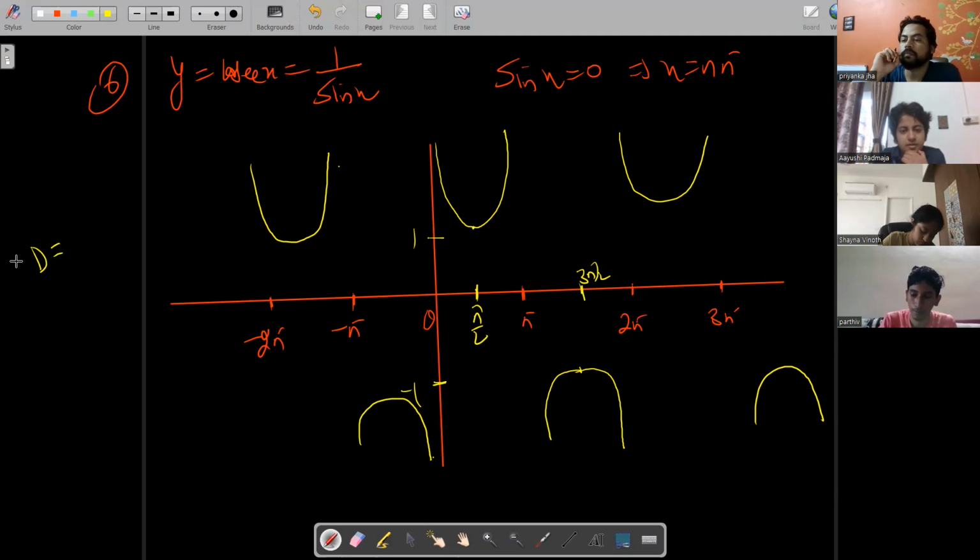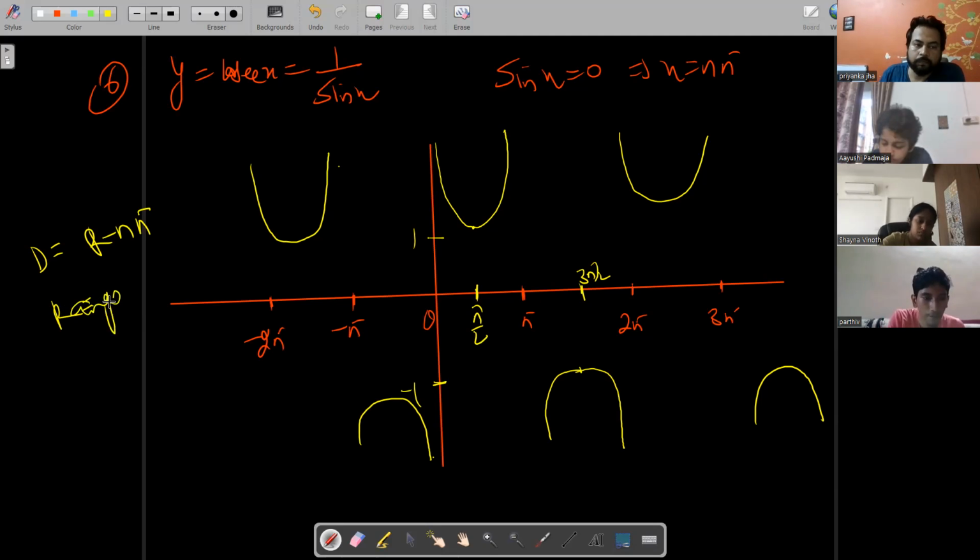R minus n pi. Correct. China, you understood? Yeah, I got this. Parthiv, you understood this? Yes, sir. Tell me the range, Parthiv. What is the range? Sir, infinite. State it like minus infinity to plus infinity, means all real numbers. Yes, sir. And what is the period?